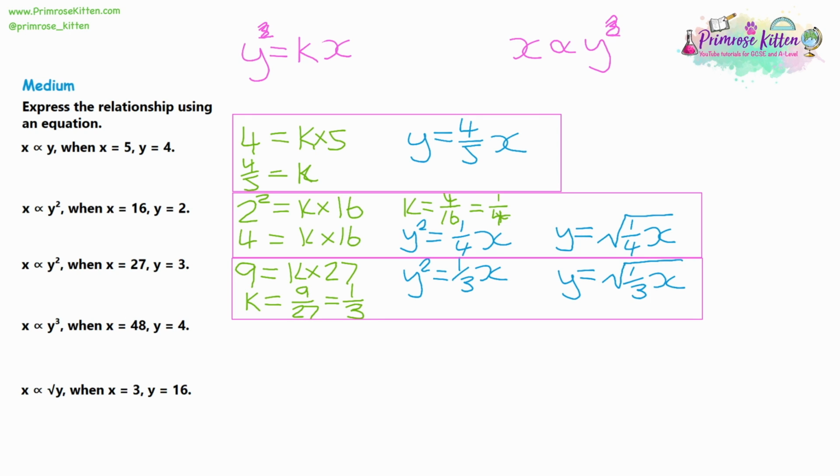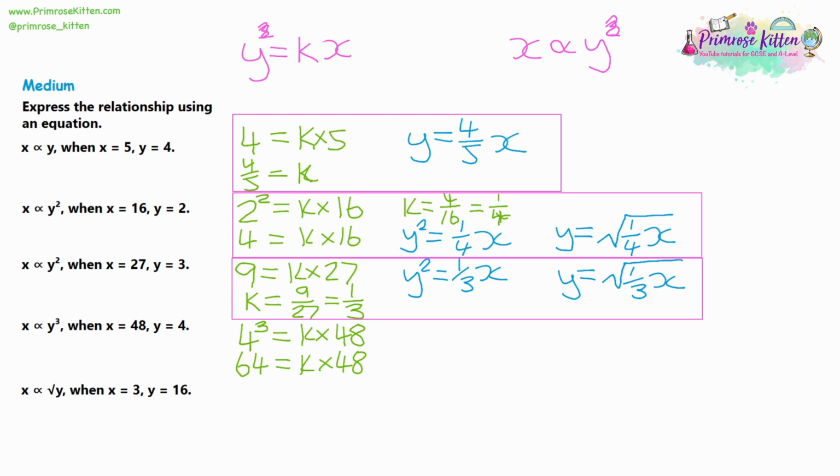So we're going to swap y with 4, remembering that it is going to be cubed. So we're going to write down 4 cubed equals k times x, which is 48. Now we can work out 4 cubed, so that would be 4 times 4, and 16 times 4 would give us 64. So 64 is the same as k times 48.